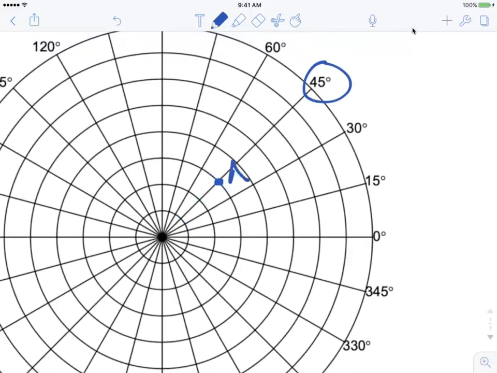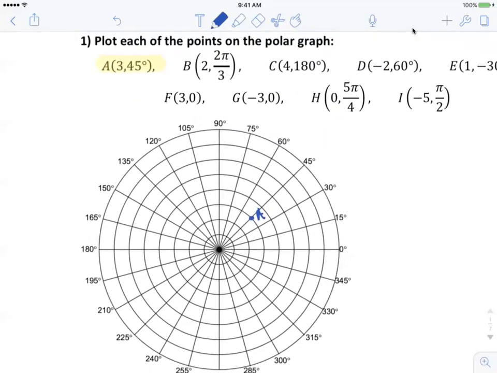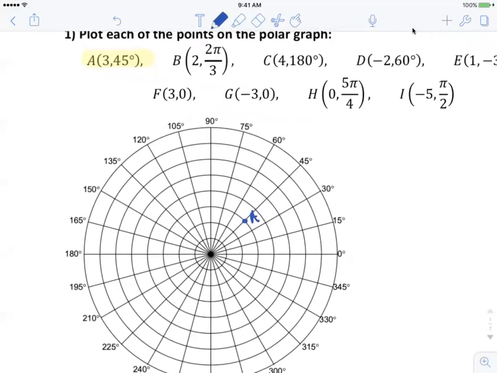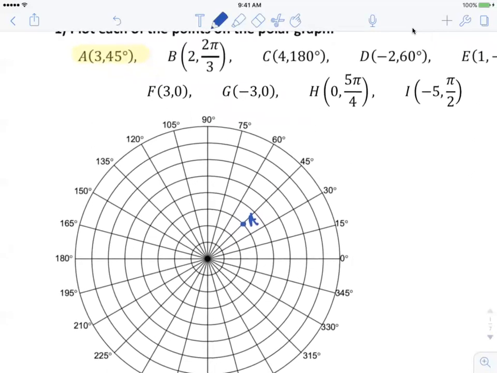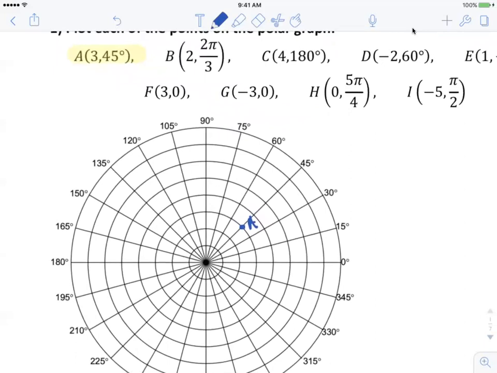All right, so that's the idea. How about point B? (2, 2 pi over 3). Okay, so the angle could be in radians or degrees. If it's in radians, you can convert it to degrees if it helps. This polar graph paper is all labeled in degrees. So 2 pi over 3 is 120 degrees. And I'm going to go 2 units out on that circle. So that would be this point right there. That would be point B.